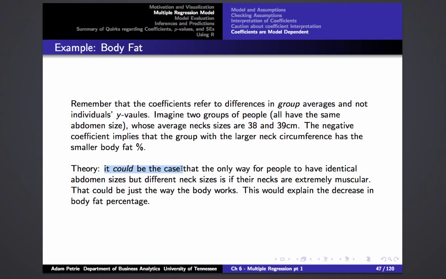It could be the case that really the only way for people to have identical abdomen sizes but different neck circumference is if their necks are extremely muscular. Let's say they spend a lot of time working out their neck. And maybe that's just the way the body works. I don't know really how the body puts on fat or muscle, but maybe this is telling us something interesting about the way the body works. If you have the same abdomen size, but your neck circumference varies, maybe the only reason that can happen is that if the neck gets more muscular, in which case the overall body fat percentage is going to decrease.